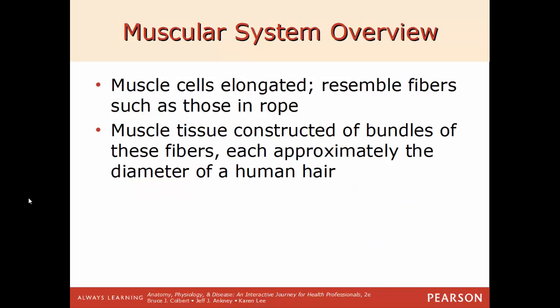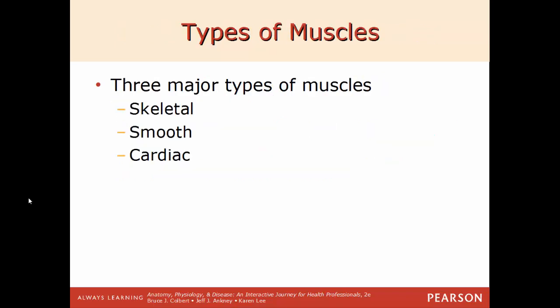Now, muscle cells will be elongated, and they resemble fibers such as you find in a rope. And muscle tissue is constructed of bundles of these fibers, and each of these is approximately the diameter of a human hair. Okay, all muscles will fall into one of three different categories. Either skeletal, smooth, or cardiac.